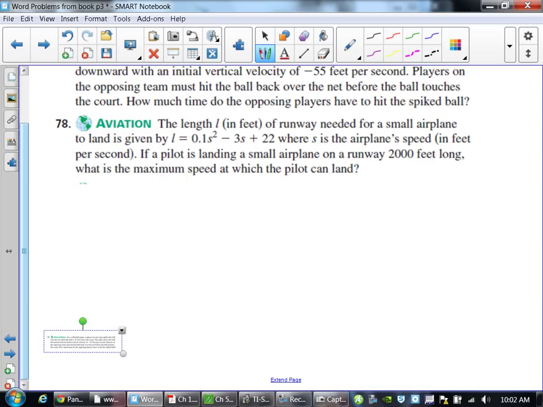The length in feet of a runway needed for a small plane to land is given by that, where S is the airplane's speed in feet per second. The pilot is landing a small airplane on a runway that's 2,000 feet long. What's the maximum speed at which the pilot can land? So basically what you're doing is you're setting this equal to 2,000. I'm going to use X so I don't screw it up.